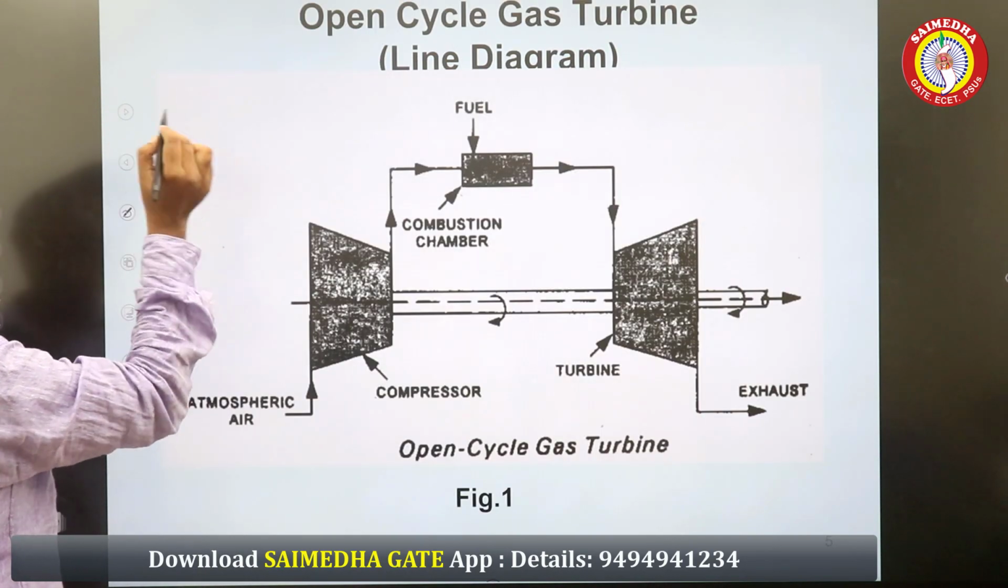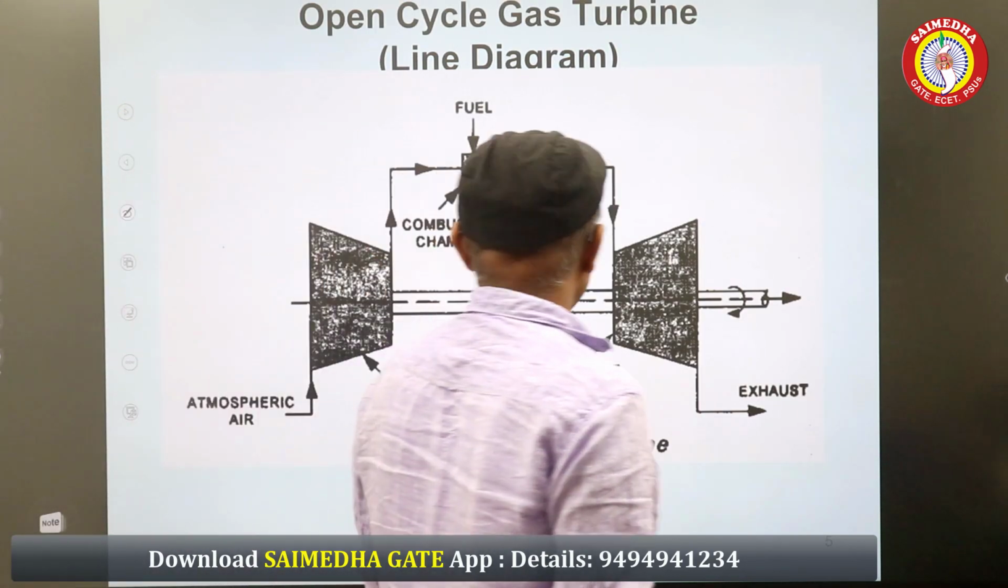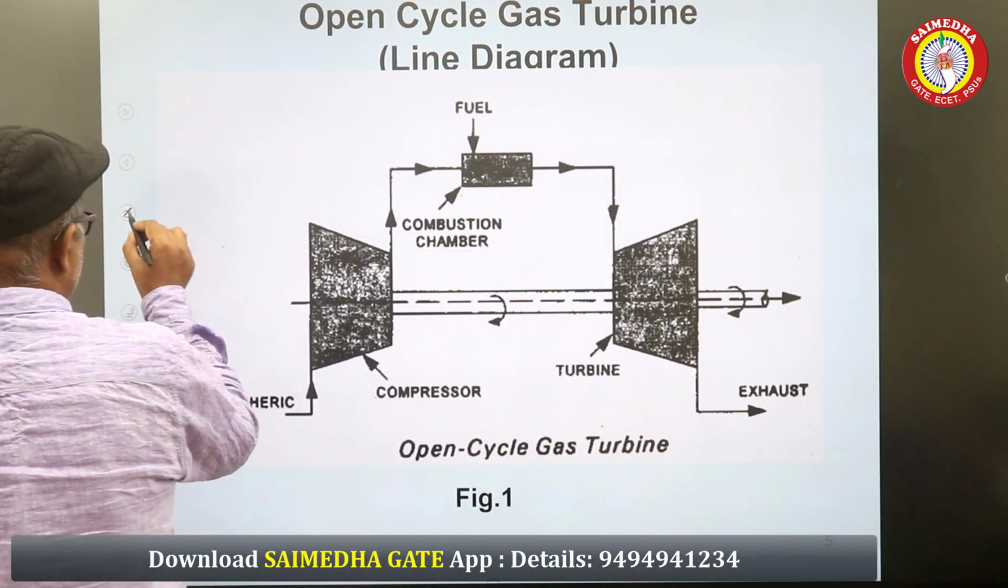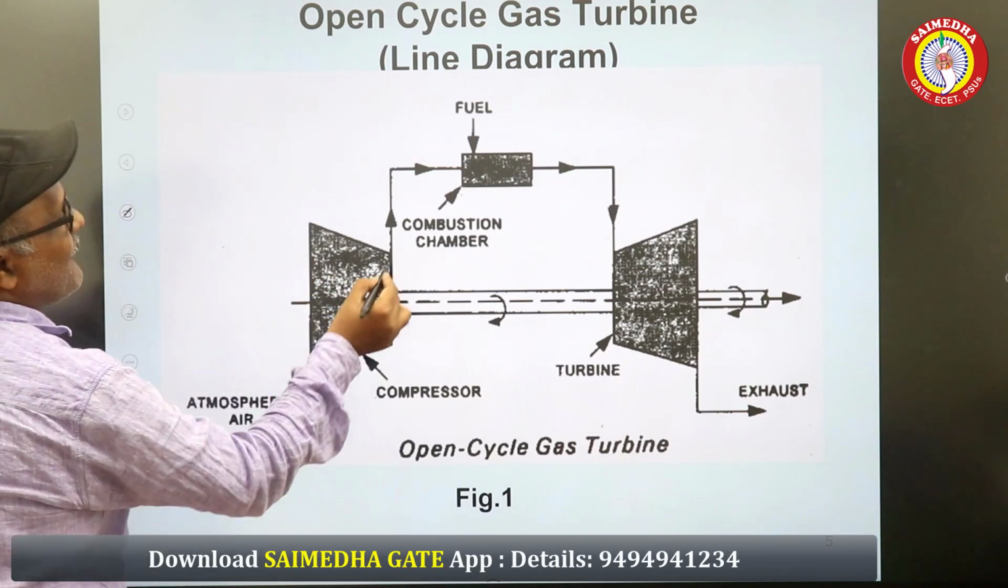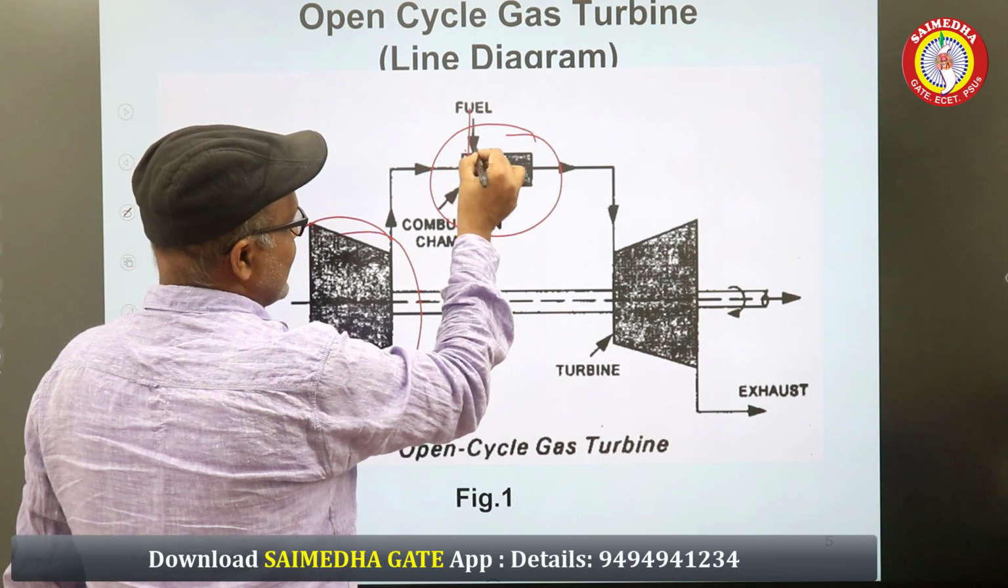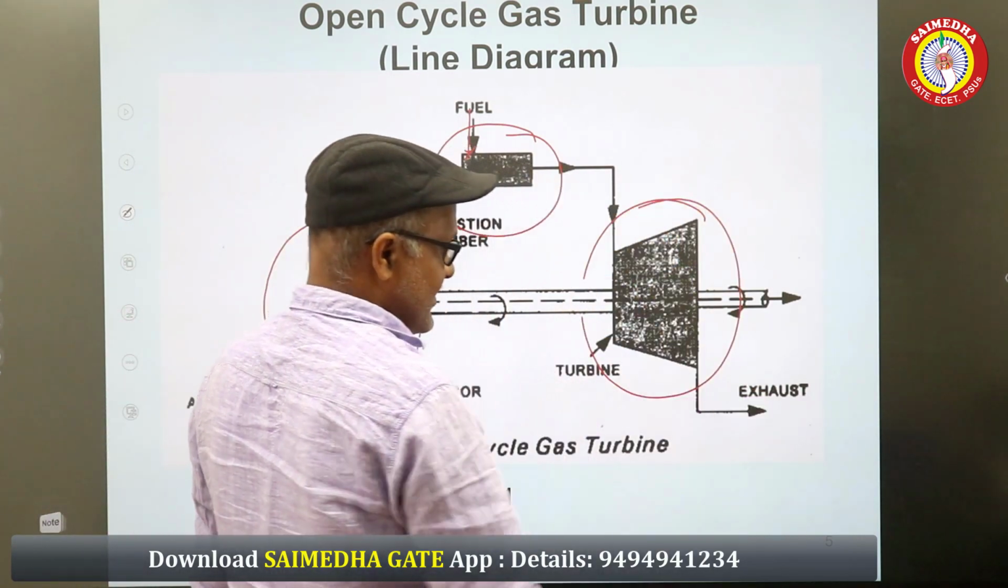All of you see here. It is a line diagram. It is a line diagram for the open cycle gas turbine. Now it is a compressor, my dear friends. It is a compressor. So it is a combustion chamber. Fuel is supplied here. It is a turbine, my dear students.